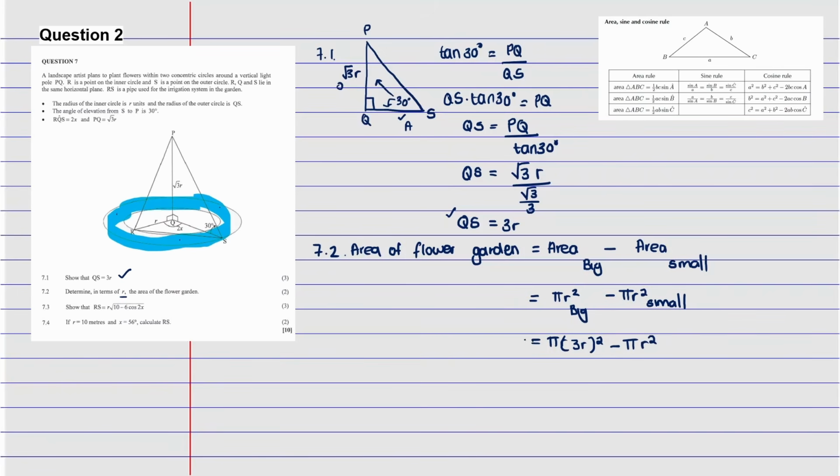Because it's r. So here we're going to distribute the square. This is the same as 9 pi r squared, and this is going to be minus pi r squared. Because they are common, we have pi r squared and pi r squared. So when we add them together, it's going to be 9 minus 1, which is going to give us 8 pi r squared. And that's how you would answer this question, right?